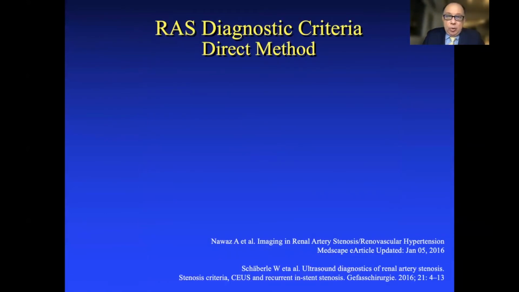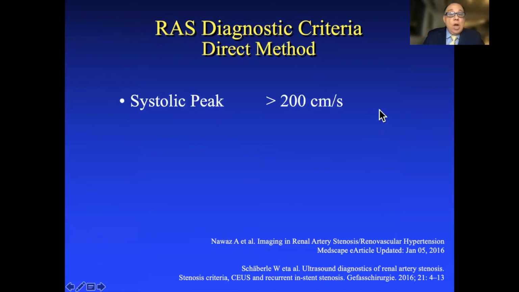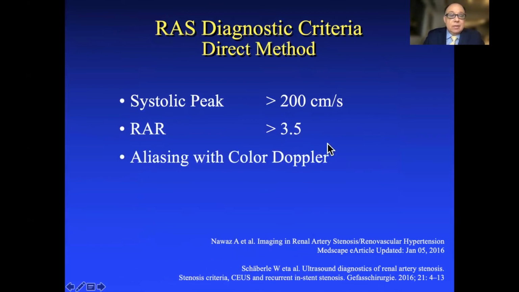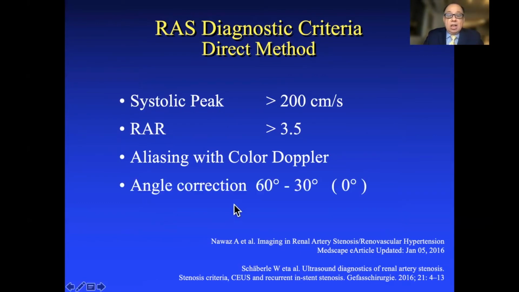And here we have the renal artery stenosis diagnostic criteria with the direct method: systolic peak over 200 centimeters per second, renal aortic ratio of more than 3.5, aliasing with color Doppler in the segment or portion of the renal artery with the stenosis, and angle correction. The best angle is 60 degrees, but you can decrease this angle to 30 degrees.